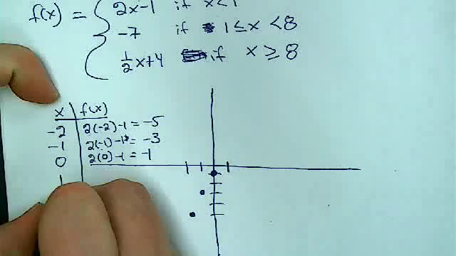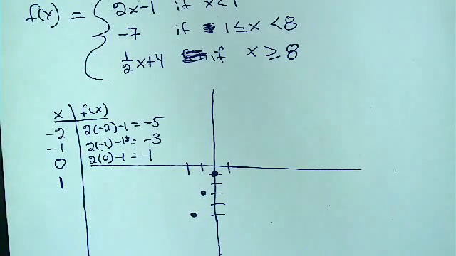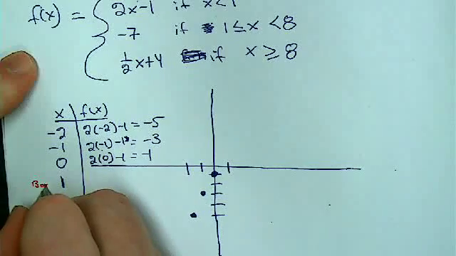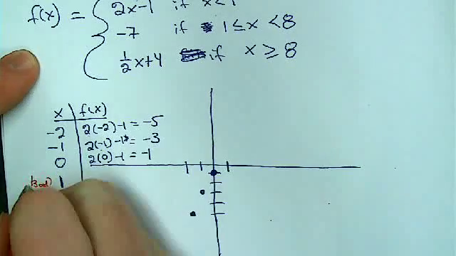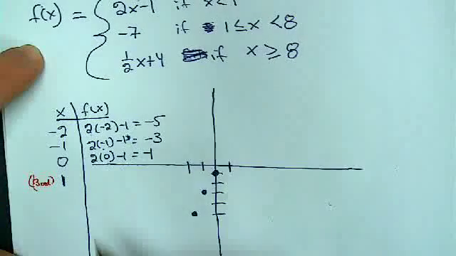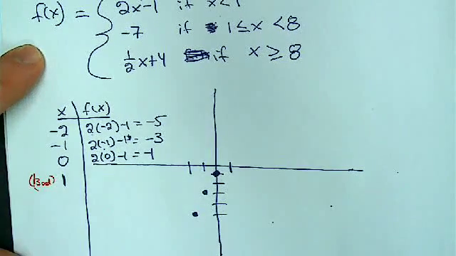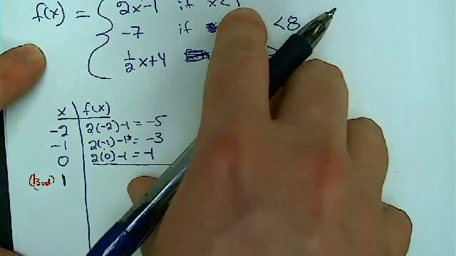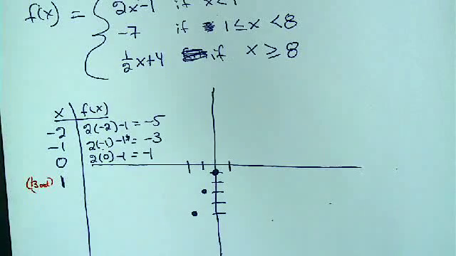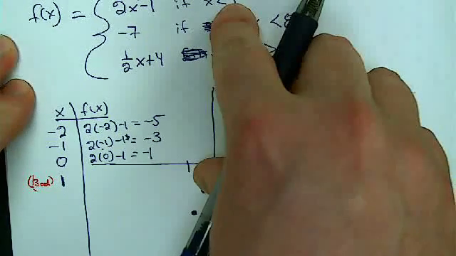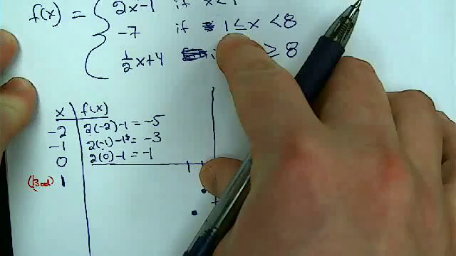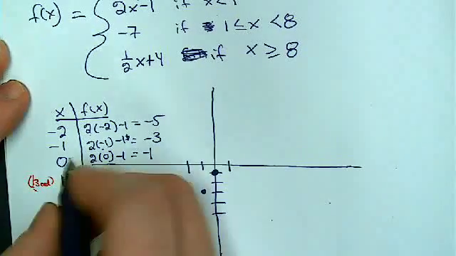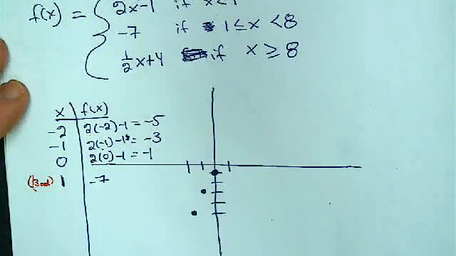Let's put in the border point. I want to include the border points in my table of values. So what happens at the number 1? Which rule am I using? First, second, or third rule? Why the second rule? Is 1 less than 1? Is it less than or equal to 1? Yes. So at number 1, the rule is -7.